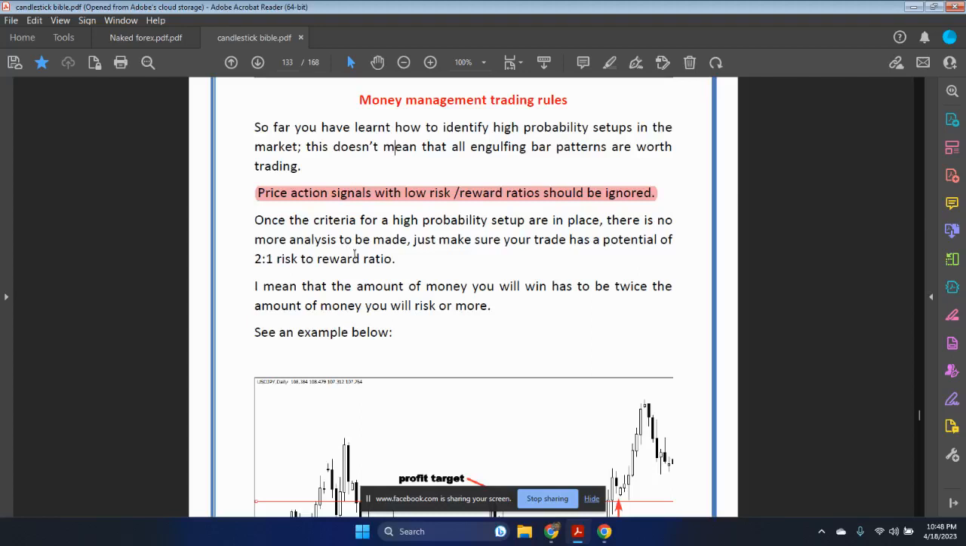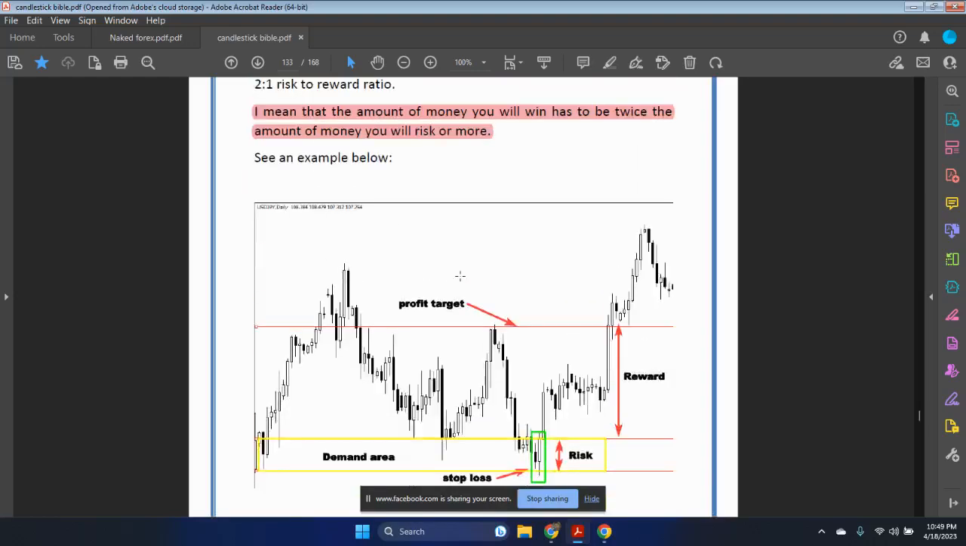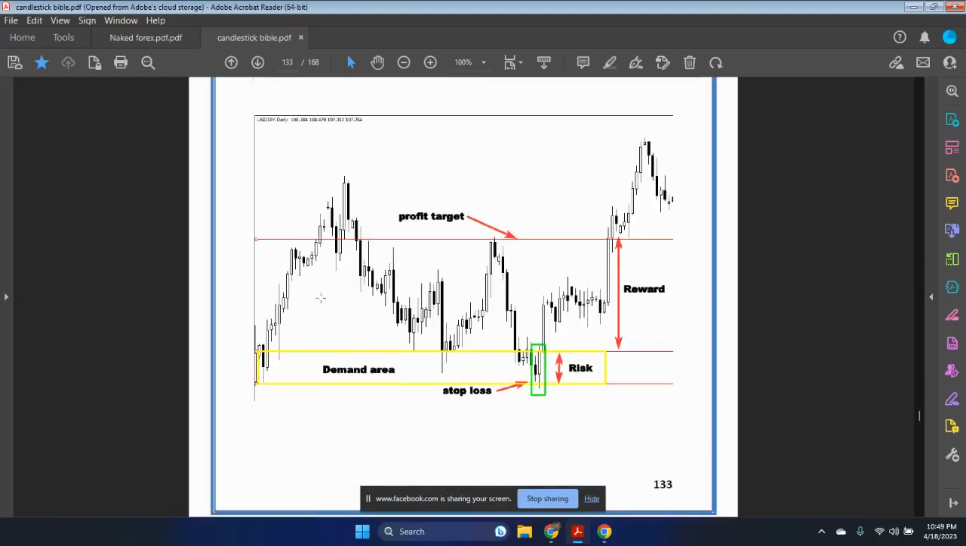Once the criteria for a high probability setup are in place, there is no more analysis to be made. Just make sure your trade has the potential of a 2-to-1 risk reward ratio. I mean that the amount of money you will win has to be twice the amount of money you will risk, or more. So if you're going to risk $20, you need to make $40. If you're going to risk $2, you have to make $4. I like this because it talks about your money. It says, see the example below.